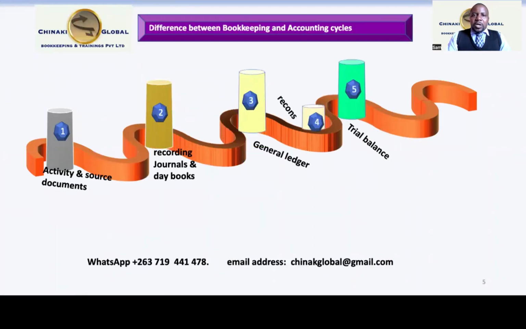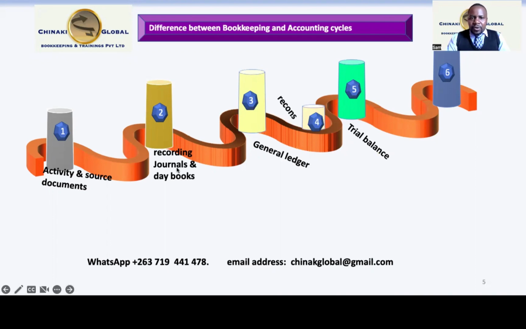Okay, right? So let's quickly have a summary of the difference between the bookkeeping and accounting cycles. This can also give you a clear picture of the roadmap we're supposed to follow when we are dealing with our accounting and management information. So you are seeing that we have 6 steps, from the previous slides. The first step is the activities of the business and the source documents that we have.